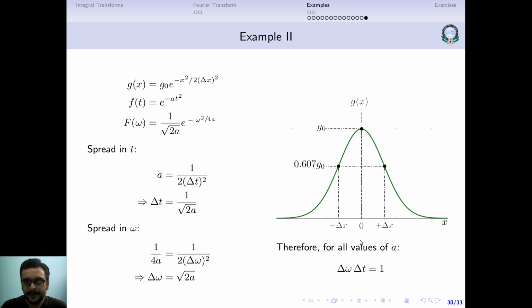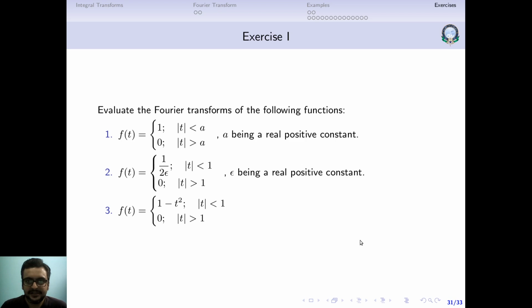Okay, so with this we come to the end of this lecture on Fourier transform. I've just given you 3 problems to solve at home. The first one is this, the second function is basically defined when modulus of t is less than a and when modulus of t is greater than a. That means along the t-axis, we have values plus a and minus a. If the value of t lies between plus a and minus a, this function will take the value of 1, and if it lies beyond that, it will take the value 0.